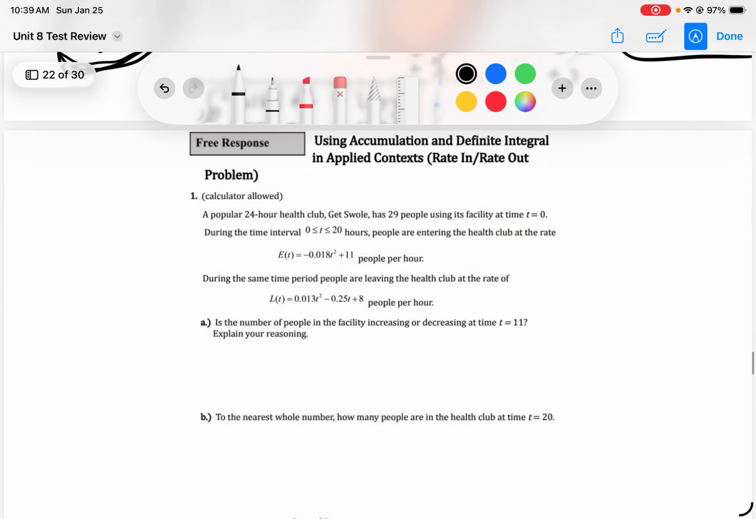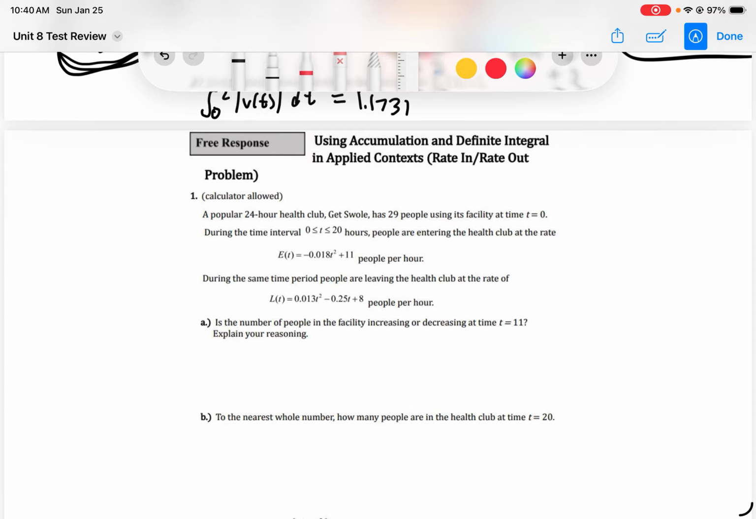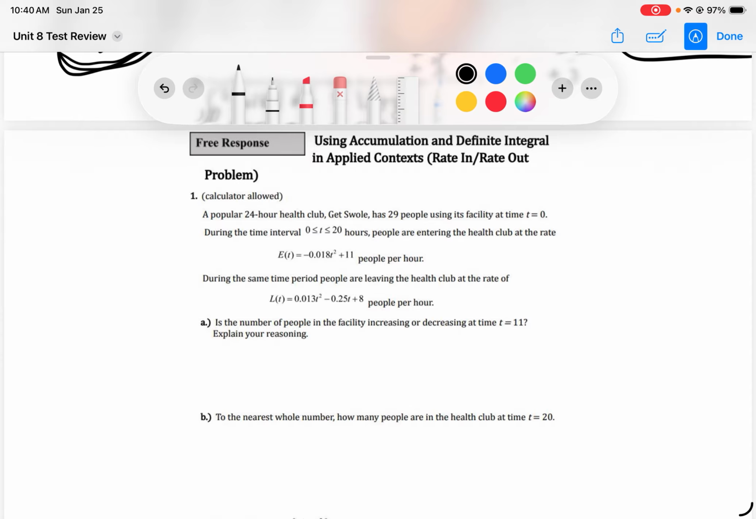Okay, now let's do our rate in and rate out. It won't ever say this is a rate in, rate out question. You just have to recognize there's a rate of something entering, a rate of something exiting, a rate of something increasing, and a different rate which is decreasing. So that banana problem that we did in class. This one's calculator allowed.